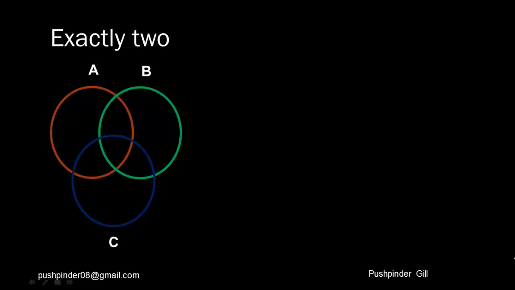Okay, so the last one is exactly 2. How do we calculate how many of them are in the exactly 2 zone? So this is what we need, this is what we need, and this is what we need. Now let me be a bit quick, because I suppose you will be understanding the logic I am following in every step. So what I do is I add A intersection B, I add B intersection C, and I add C intersection A.